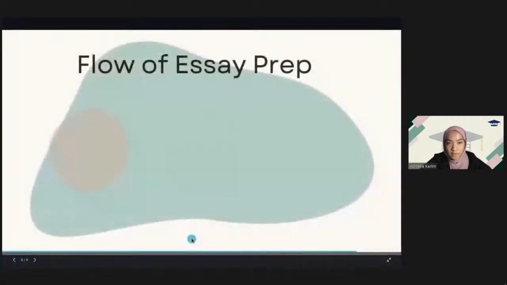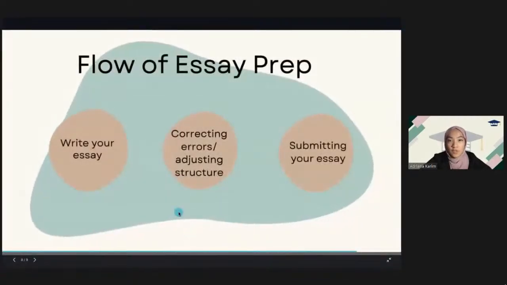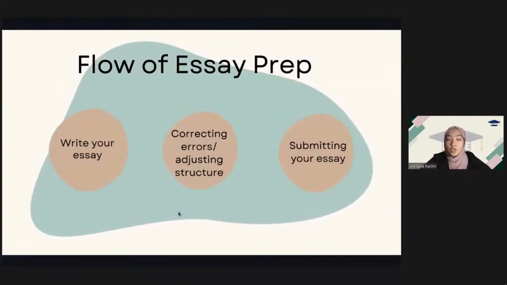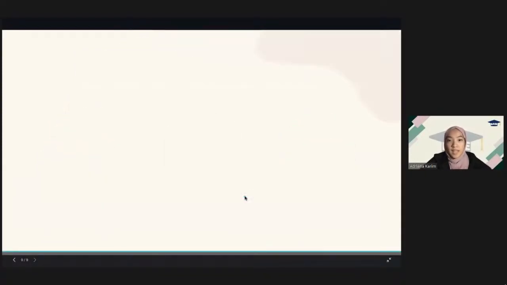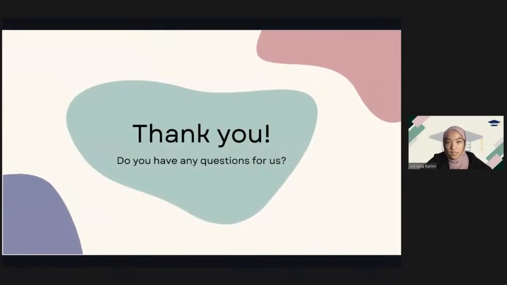Okay. So just to recap, this would be the flow of the essay prep. Firstly, you write your essay, just write whatever comes to mind first, and then you try to correct any errors and adjust the structure, basically the editing part, once you've done your draft. Once you're satisfied with your essay, only then you can submit it. And that's all for the essay part.